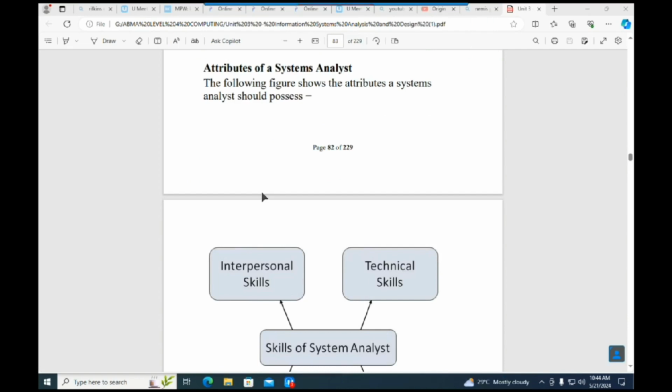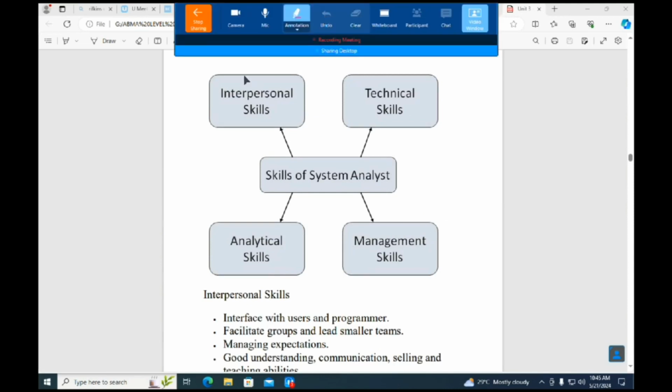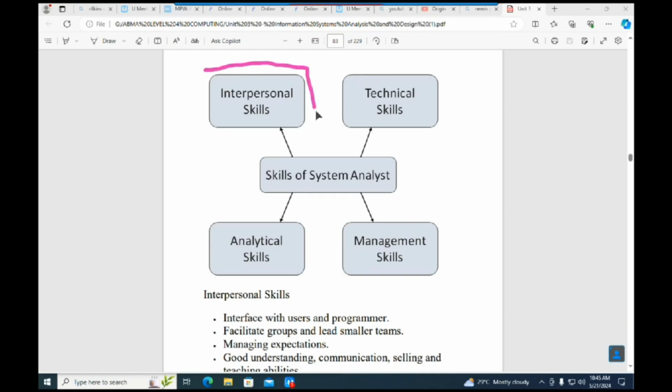I have said previously that the system analyst needs both technical skills and interpersonal skills to undertake those roles. So we need to look at the attributes of a system analyst. What attributes should a system analyst possess? I have a figure here that shows the groups of attributes the system analyst needs. The first one here is the interpersonal skills. I'm going to talk about interpersonal skills.